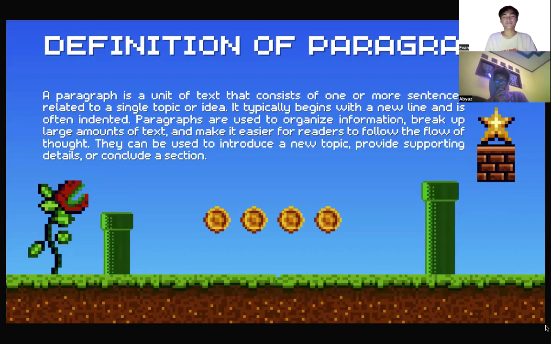Definition of paragraph. A paragraph is a unit of text that consists of one or more sentences related to a single topic or idea. It typically begins with a new line. Paragraphs are used to organize information, break up a large amount of text, and make it easier for readers to follow the flow of text. They can be used to introduce new topics, provide supporting details, or conclude a section.